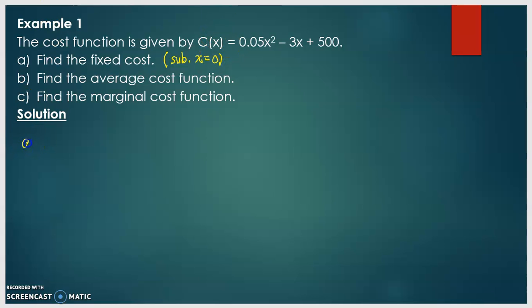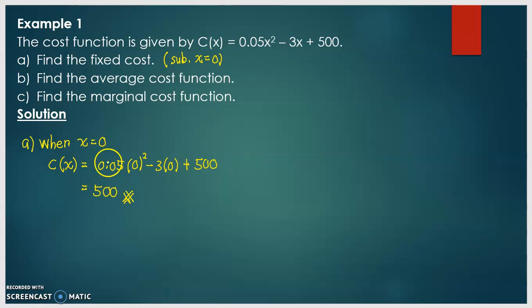So for A, in order to find the fixed cost, we need to substitute x equals 0. So our C(x), where fixed cost will be 0.05 times 0 squared minus 3 times 0 plus 500. Any value multiplied by 0 will become 0. So the answer will be 500. This is our fixed cost. This is how we're going to find the fixed cost.